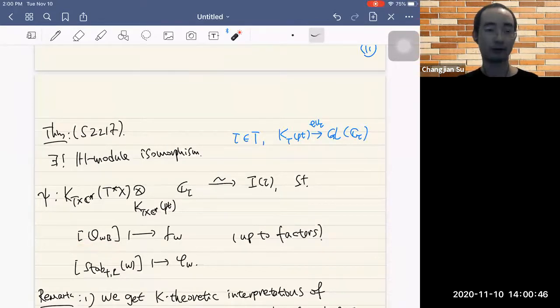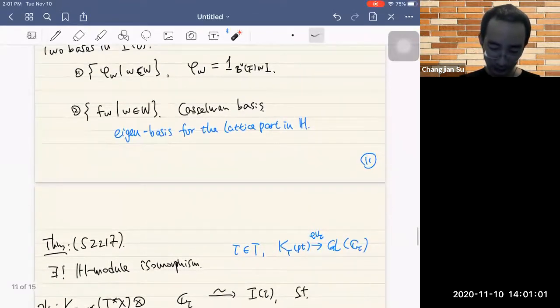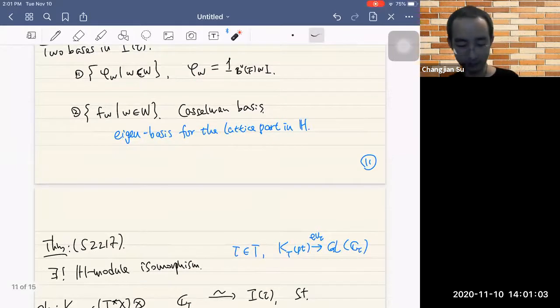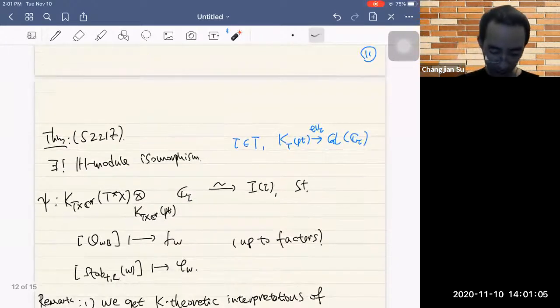So as W runs over the Weyl group elements, this is the fixed point basis, and it will correspond to this Schürmann basis, and this stable basis will correspond to the standard basis, the characteristic functions of some cell. Recall previously, this stable basis also corresponds to the characteristic function of some cell. So it's really of very similar shapes.